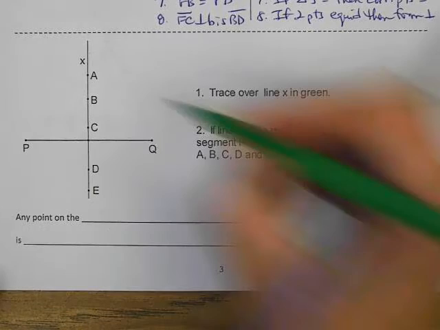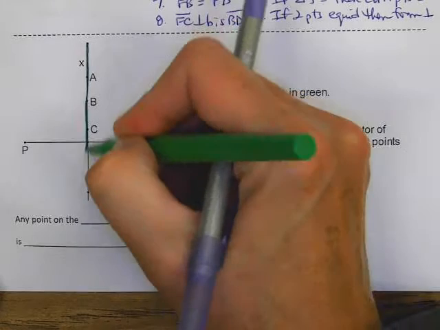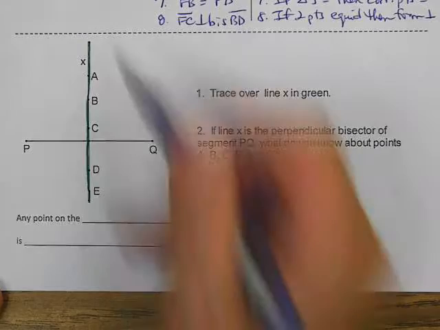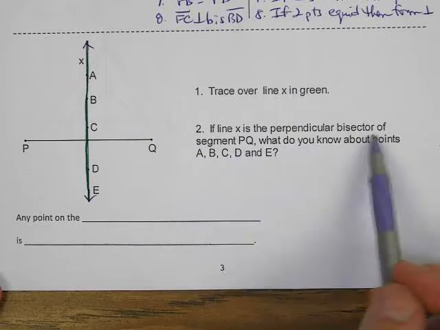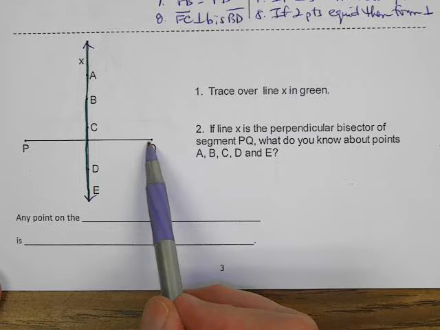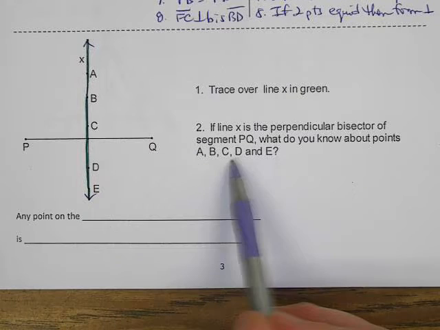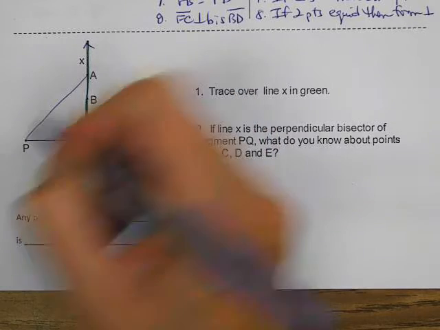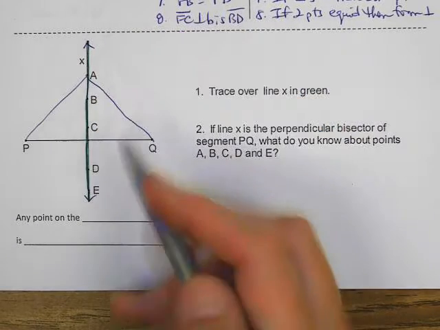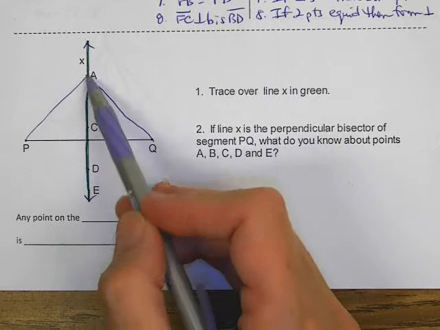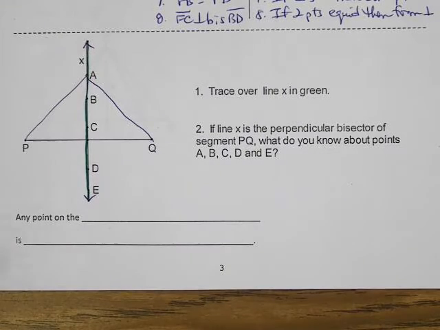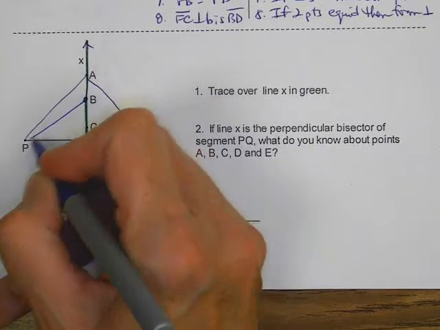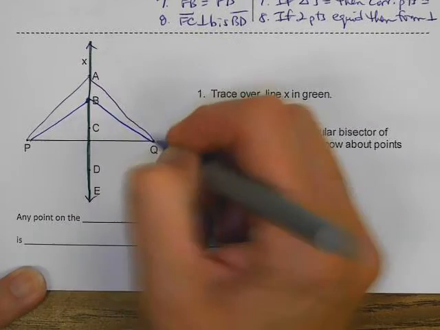It says trace over line X in green, so I'm going to do that, and you can use any color you have. And it says if line X, that's this guy right here, is perpendicular bisector of the segment PQ, what do you know about points A, B, C, and D? So think about it. If this is the perpendicular bisector, A to P and A to Q, doesn't this point have to be equidistant from P and Q? And then wouldn't that be the same if I looked at point B? Wouldn't the distance to P have to be the same as the distance to Q?